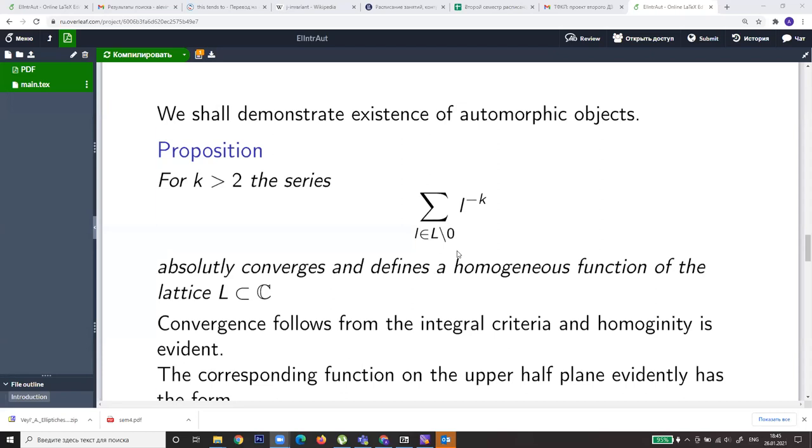So this series is convergent, and it's evidently homogeneous. If I dilate everything lambda times, then I get the factor lambda to the power minus k. So it looks like I succeeded in showing you that for any k there is an automorphic form of weight k, with one small exception. Evidently, for k odd, this sum is of course convergent, but is equal to zero. Just for L and minus L, these two terms cancel. So I shall prove that for k even, this sum is not identically zero.